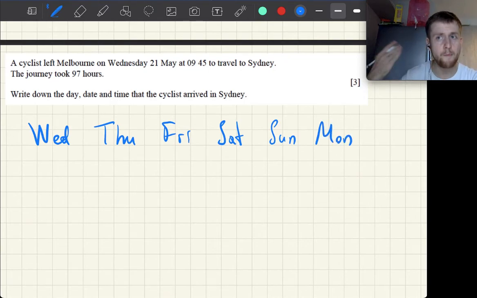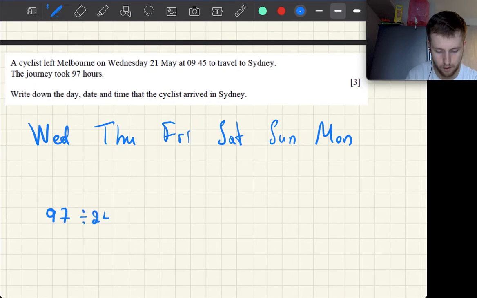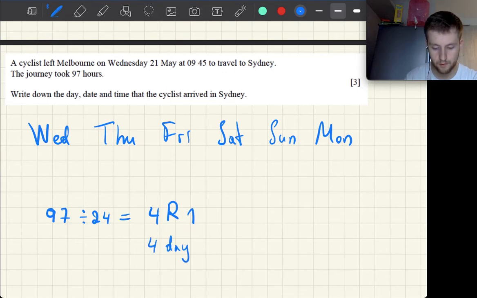Okay, so first of all, how many days did it take him? We could divide 97 by 24, and we would see that it's equal to 4 with a remainder of 1. So that means this whole journey took the cyclist 4 full days, because each day has 24 hours, and 1 hour on top.